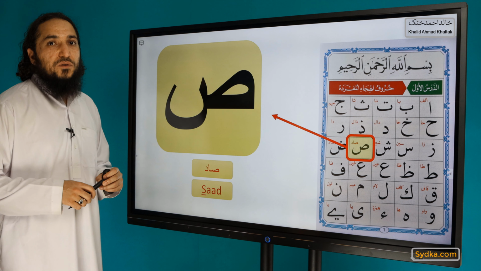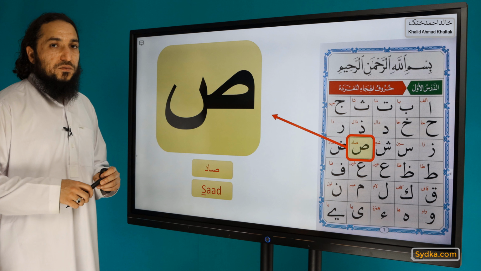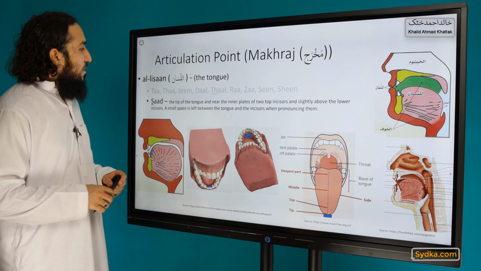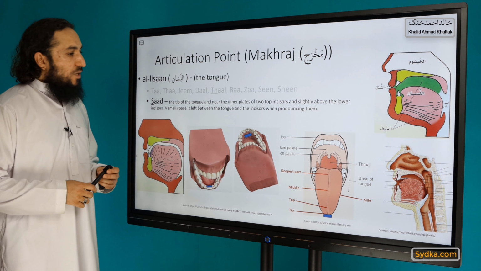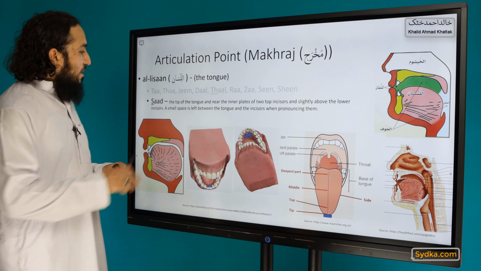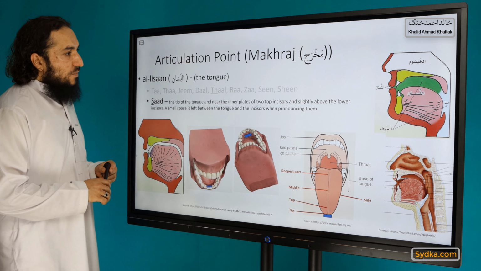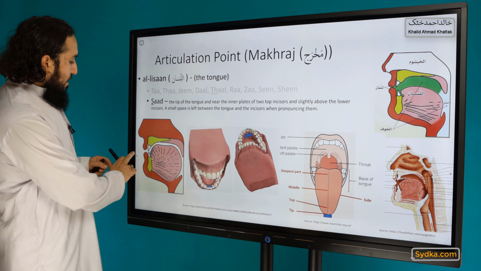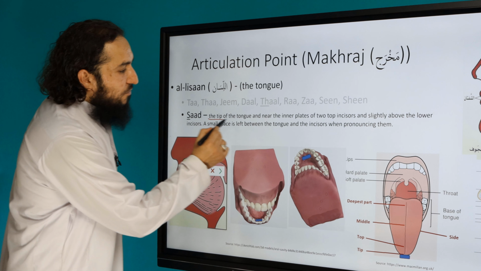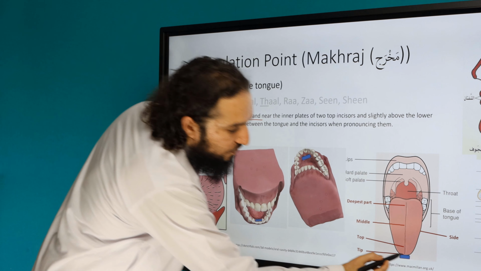The sound is Sa. Sad. The sound is Sa. So the articulation point, it is one of the lisan, the tongue letters. Okay, if you see here, the tip of the tongue, that's the tip of the tongue.